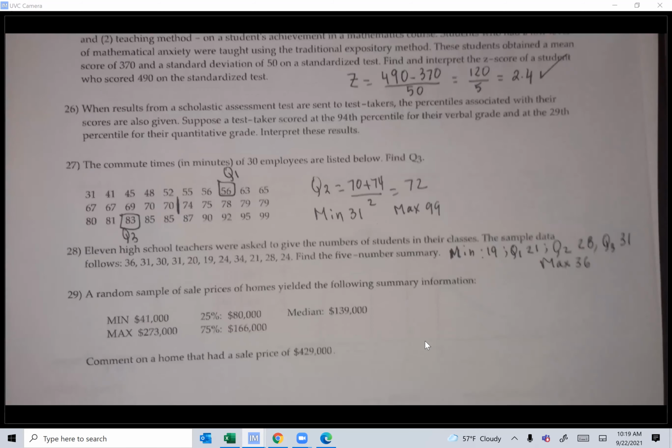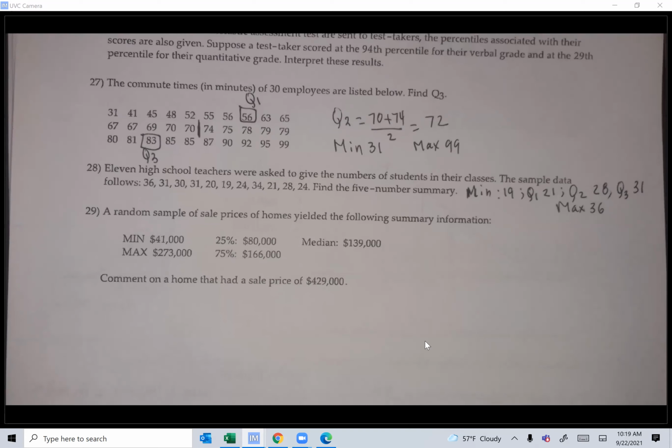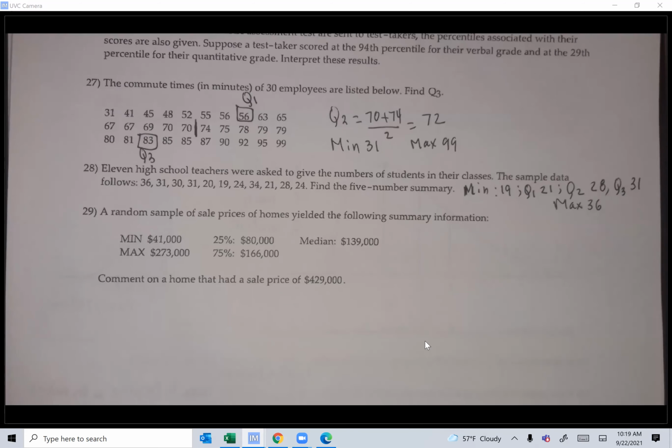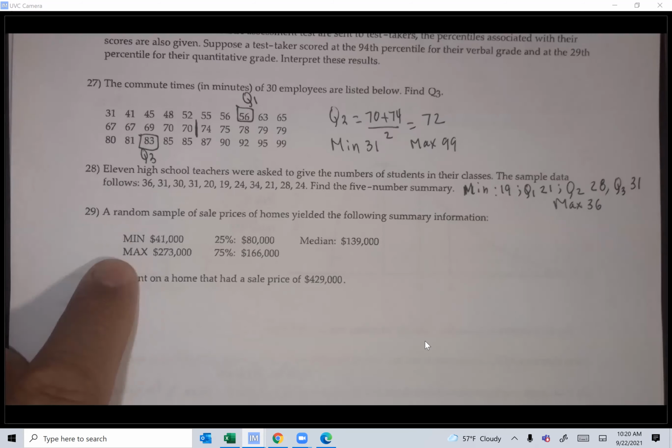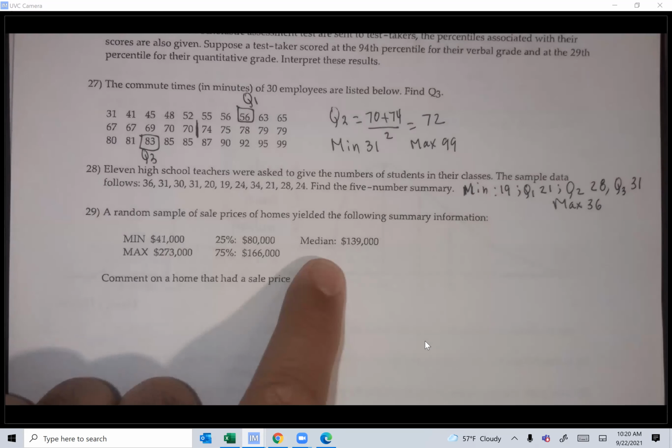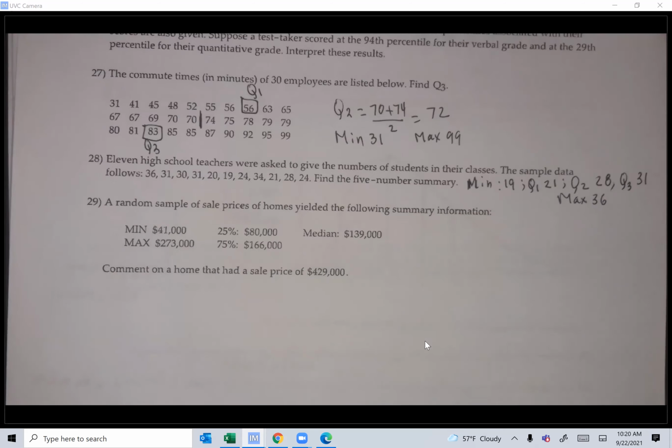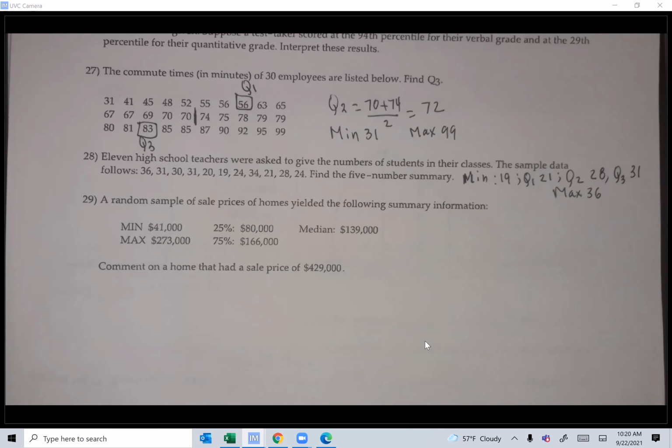29. A random sample of home sale prices yielded the following summary information. Comment on a home that had a sale price of 429,000. Okay, so we have the minimum, we have the maximum, we have Q1, Q3, and the median. We want to check if this is an outlier or not, guys. That's what the question is. So probably I will tell you, check if this is an outlier.